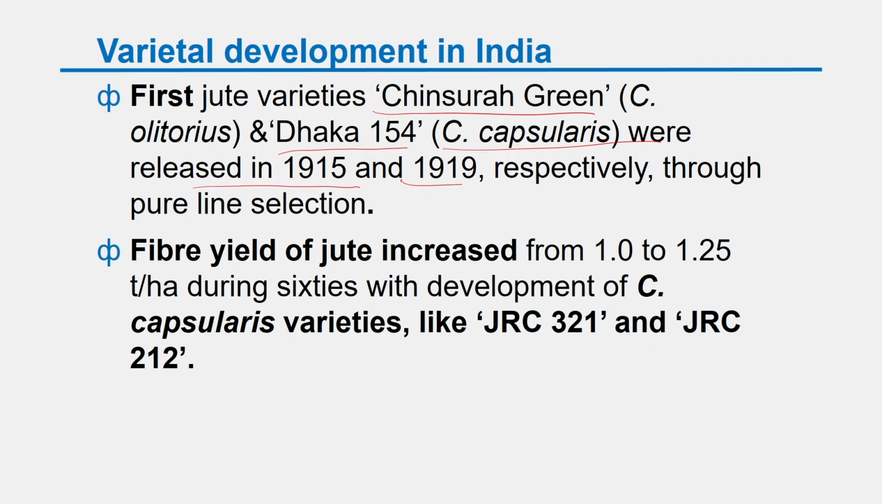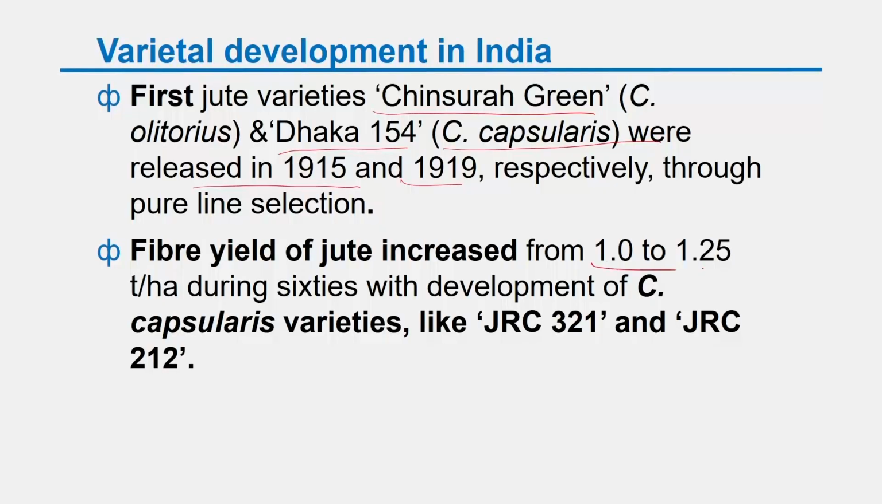So these two had been the historical varieties, and that time it was all India. Dhaka was no different from India. It is part of Bangladesh, and Bangladesh was part of India. So therefore these varieties were released by India.